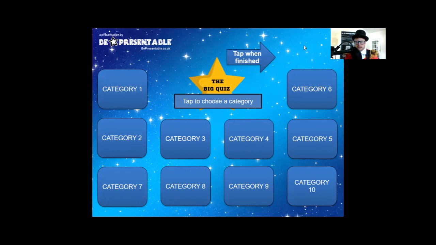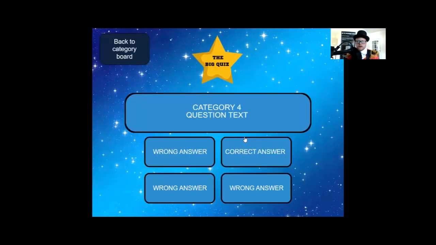So we'll just choose any category. Let's go with category 4. And as you can see, we get taken here to a question slide. So here you could have any question you like. We can see already which the correct answer is going to be, because I've left that on there so that we can show you how it would have been put together.